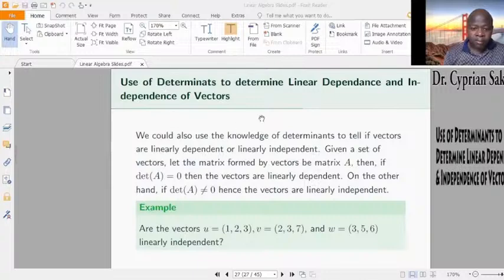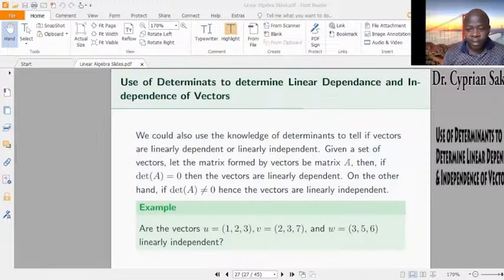So supposing I'm given a set of vectors, what we'll be doing is extracting the coefficients of those vectors and writing them as matrices. Then after which we obtain the determinant of the matrix formed. So given a set of vectors, let the matrix formed by the vectors be matrix A.